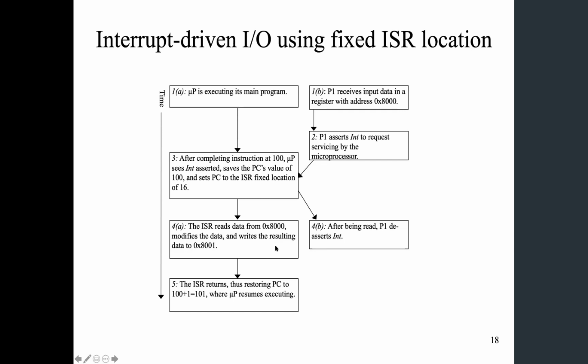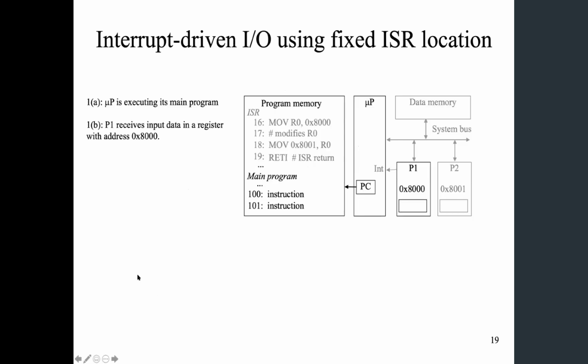And after that, actually at the same time or around that time, because this data is read, P1 will deassert the interrupt. And finally, the ISR returns on the microprocessor side, and then it will restore the PC to the next instruction, which is about to execute before the interrupt, and then the microprocessor will resume executing. So this is the overall process.